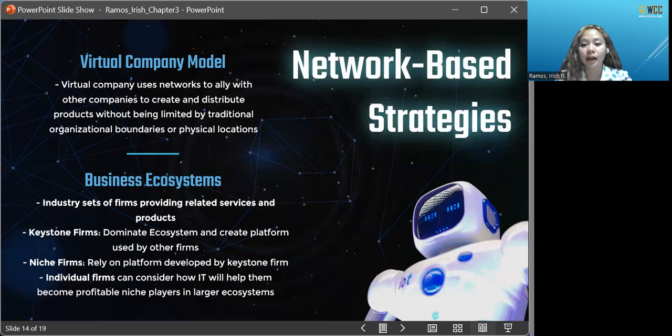Businesses should consider how their IT systems can help them establish themselves as successful niche players in the bigger ecosystem built by keystone businesses, such as when deciding which products to develop or services to offer.